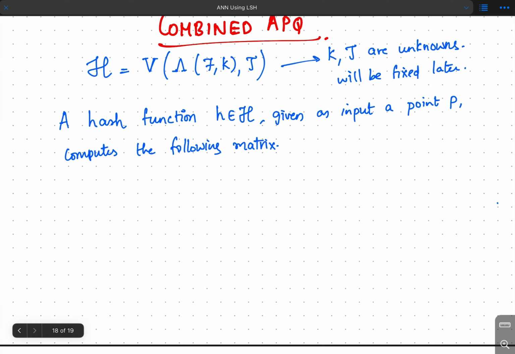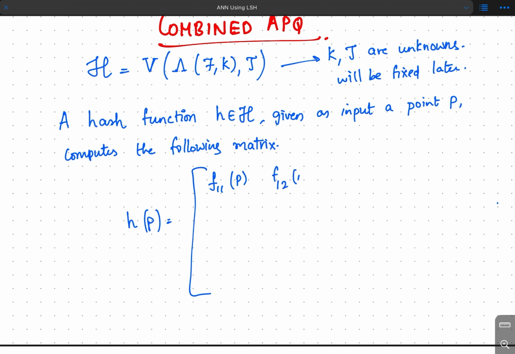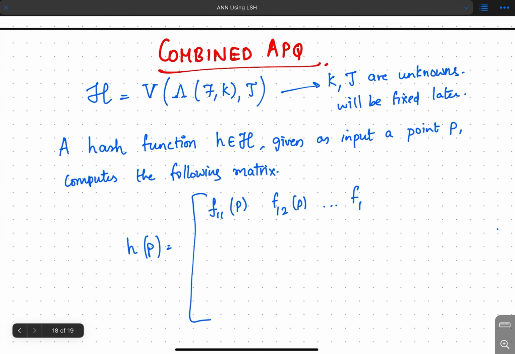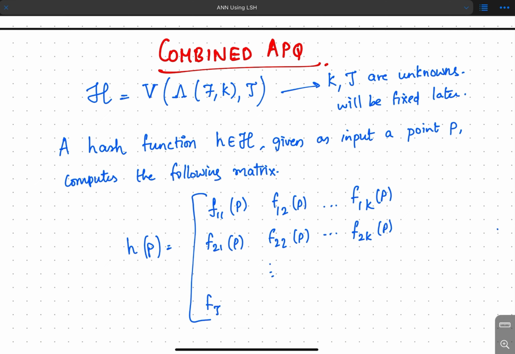And what is this matrix? This matrix is given by h of p is equal to f11 of p comma f12 of p and so on, f1k of p, and f21 of p comma f22 of p, and so on, f tau 1 of p comma f tau 2 of p comma f tau k of p. Sorry.